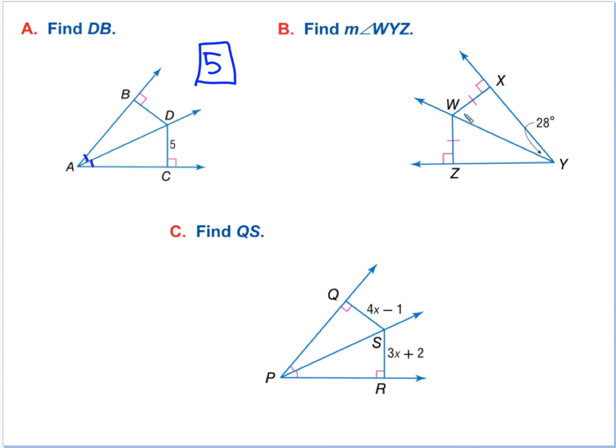And for the measure of angle WYZ, this angle right here, again, this is using the converse of the theorem we just looked at. Right now, all you know is that from W to line XY, that length is congruent to the distance from W to YZ. So if those are congruent, that means WY is an angle bisector. So whatever this angle measures, this angle will also measure. So if WYX is 28 degrees, that means WYZ will also be 28 degrees.